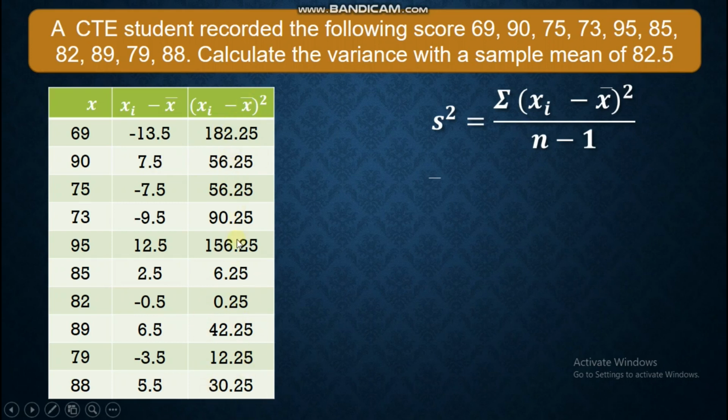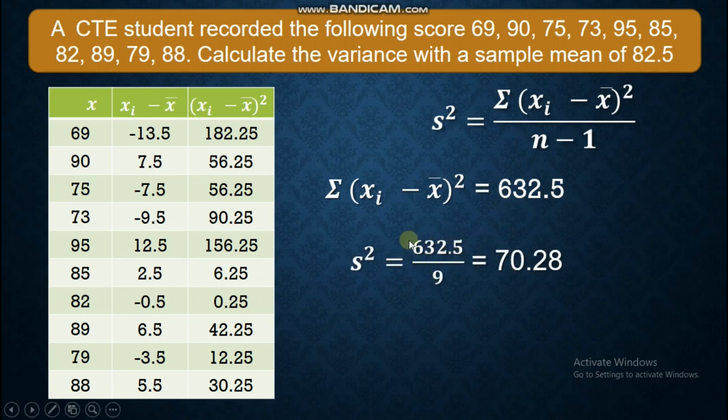Now we are going to add this since we have here the summation. So this is the sum, 632.5. If you add this, this is the answer. And this is already our numerator of this equation. So the numerator is 632.5 all over 9.